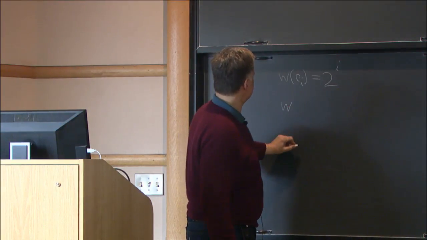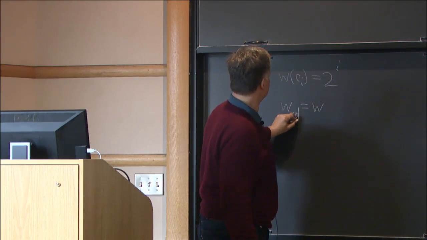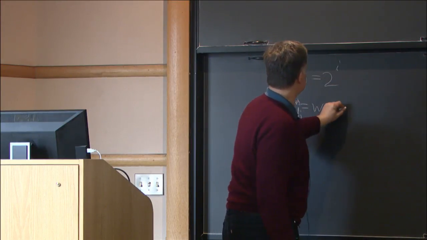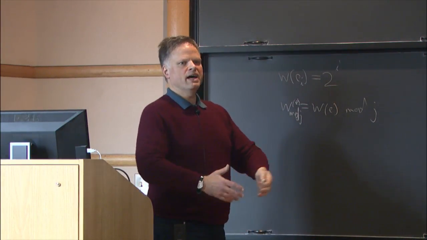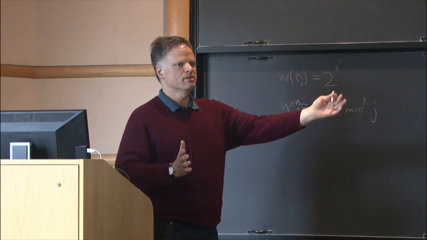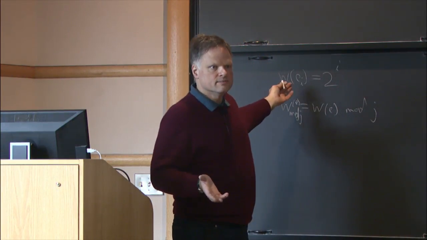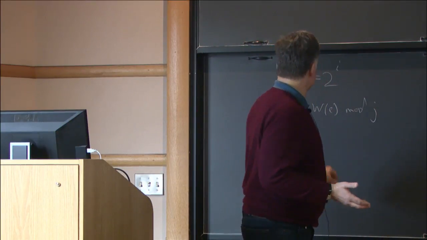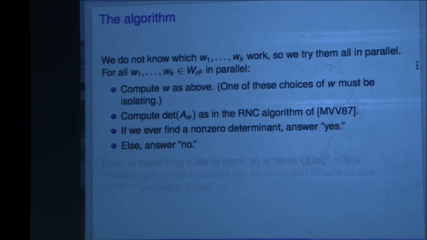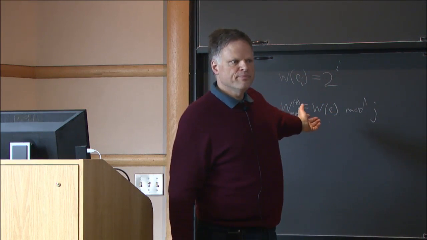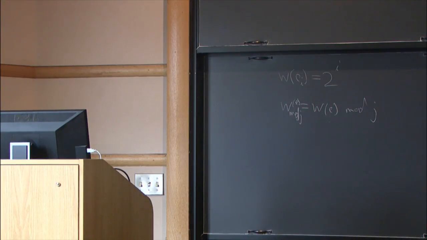And then W is basically you take WE mod J. So you're taking this single weight function, and you're just modding it out by all possible numbers J from 2 up to T, and T here is n to the 6th. So these are easy to construct deterministically in parallel. Basically for each stage from 1 to k, you're choosing this modulus J from 2 to n to the 6th. And then you're computing this weight function, and you throw that into the matrix, and you do the determinant.